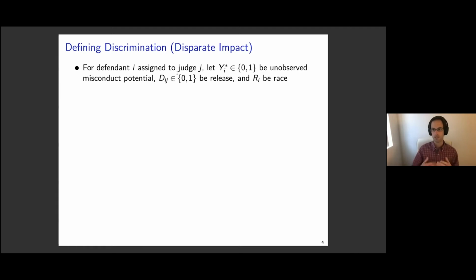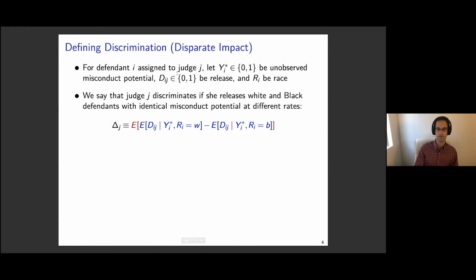D_ij is going to be the decision of the judge. If D_ij equals 1, that indicates the individual is going to be released. If D_ij is equal to 0, that indicates the individual will be detained. Again, if D_ij is equal to 0, we never observe the misconduct potential because an individual who's detained can't participate in further crime or fail to appear at their court dates. R_i is going to be race.